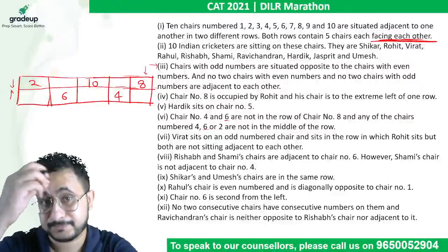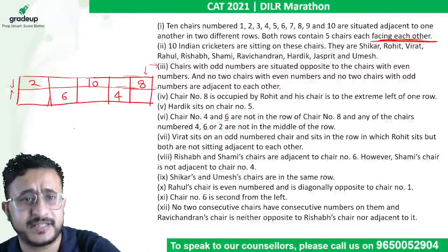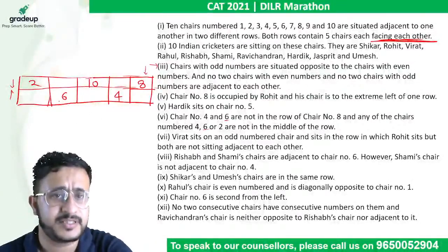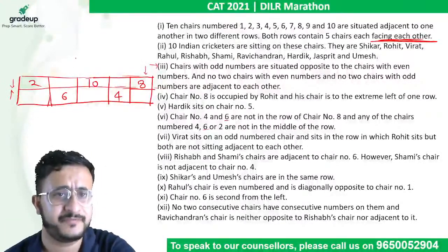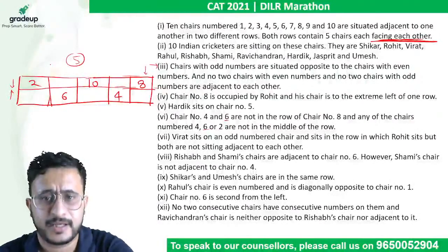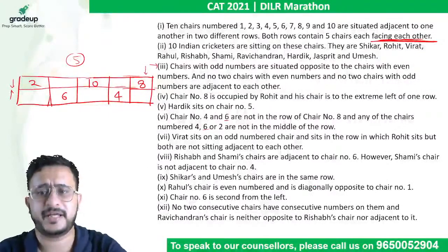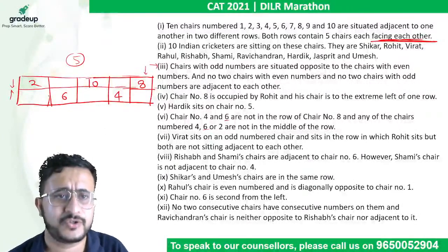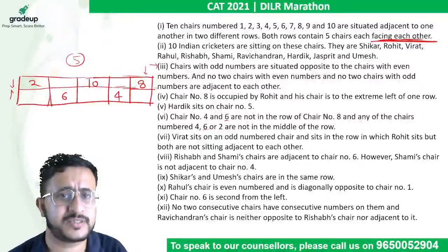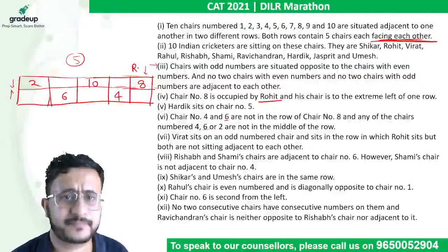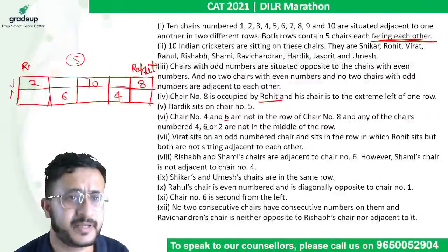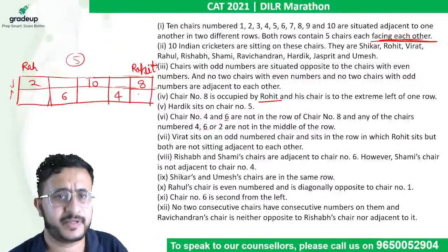Okay, now what do we get is this, that 5 number chair cannot be on this thing, right? 5 number cannot come here because no adjacent are there, so 5 will be in this row somewhere, okay? And then we have Rahul's chair is even numbered and diagonally opposite to number 1, right? So Rahul cannot sit on this seat because it is already of Rohit, right? Chair number 8 is of Rohit, so Rahul cannot sit on 8 number, so Rahul will be on this number and that is diagonally opposite chair number 1, ठीक है?